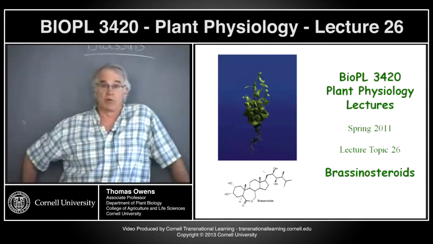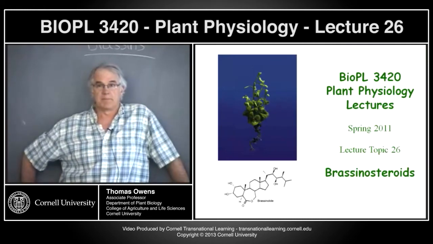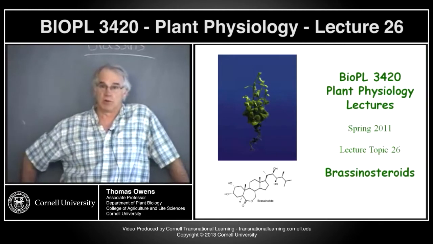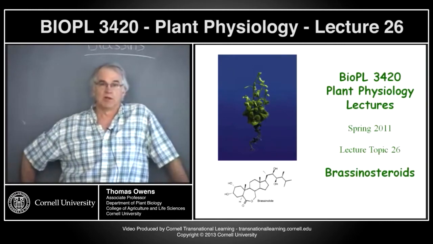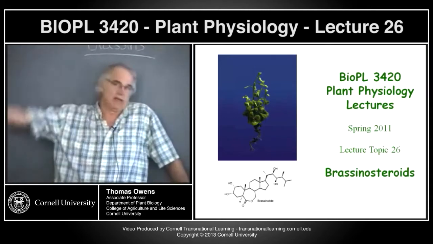What's the other main role that steroid hormones play in animals? What's the other main class of steroid hormones? Produced by your adrenal glands. Cortisones and things like that. The fight or flight response? They're stress hormones. So in animals, you basically have growth, sex, and stress.